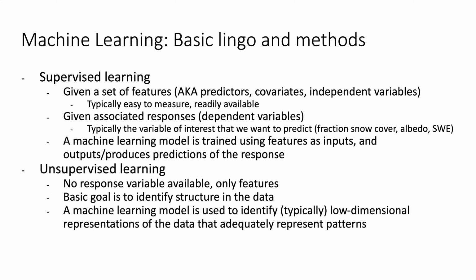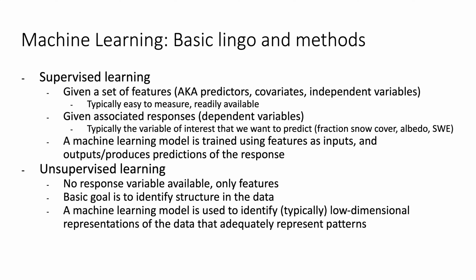In machine learning, there are 2 main types. There is supervised learning and unsupervised learning. In supervised learning, we're using a set of known features or predictors that we can easily measure and are readily available. We use these features to look at associated responses, usually something we are trying to predict. For example, snow cover, snow albedo, or snow water equivalent. We use a machine learning model that is trained on a set of both features and responses. Once we train the model, we use it to predict the response at locations or times where we don't know the response.